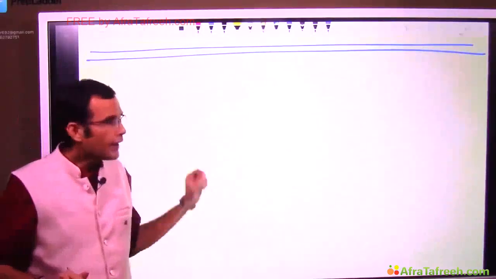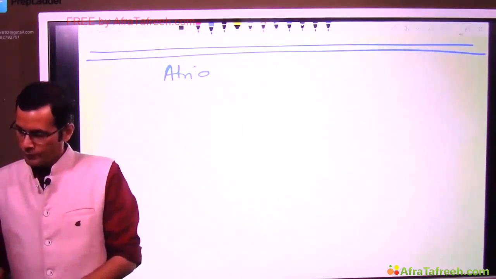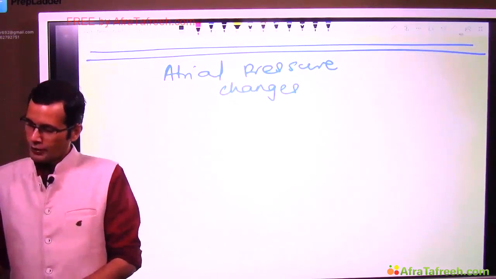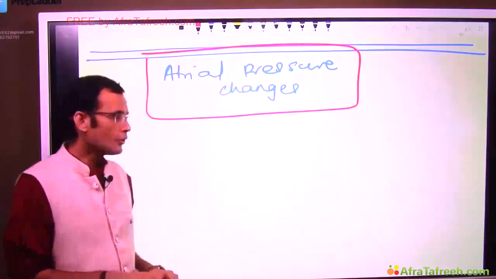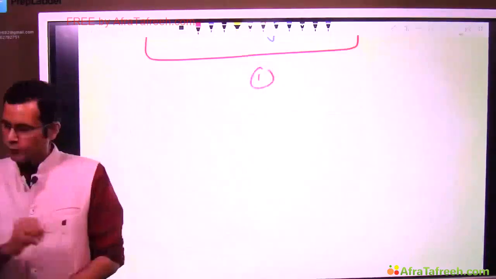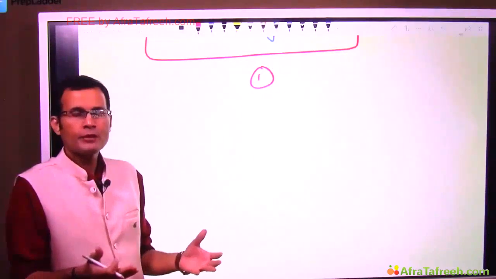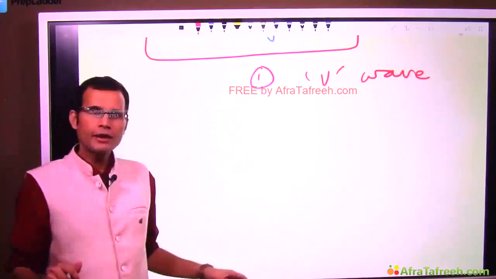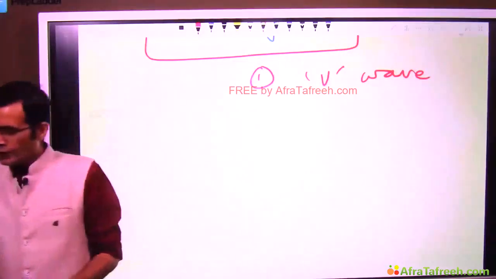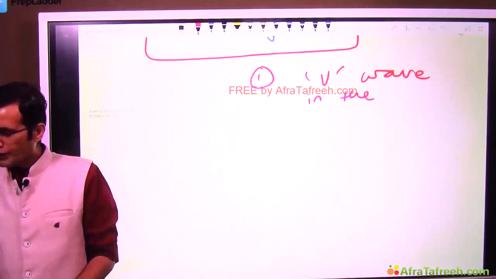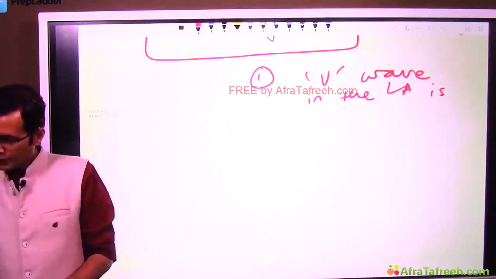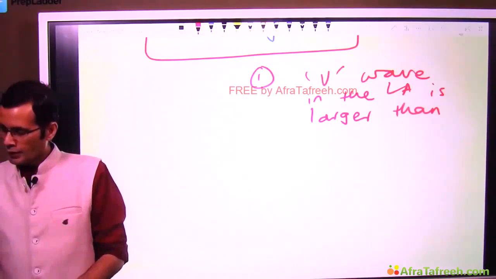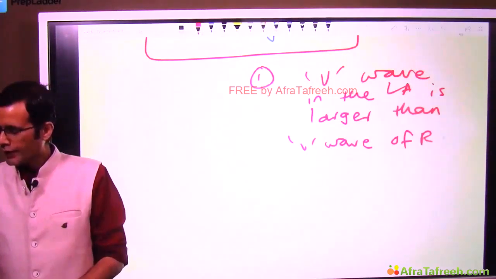Now coming to the atrial pressure changes. Atrial pressure changes, it's a very important topic. Very commonly questions have been asked on this, and let me give you the sample questions. First question: atrial waveforms or pressure forms are being recorded. So V wave, of course, is there in the atrial pressure changes. V wave in the left atrium is larger as compared to V wave of the right atrium.